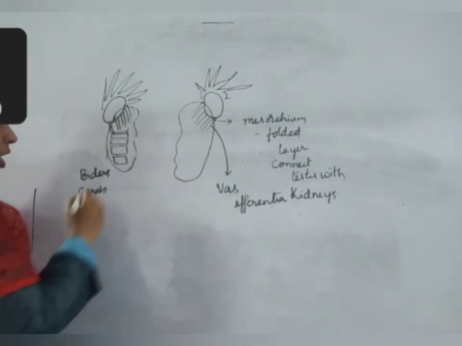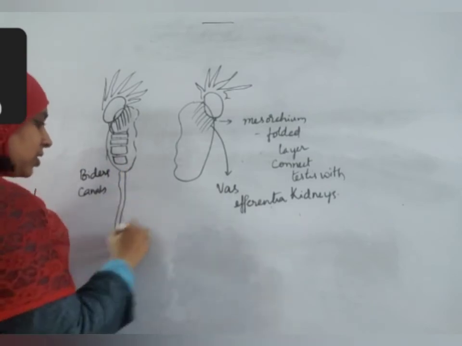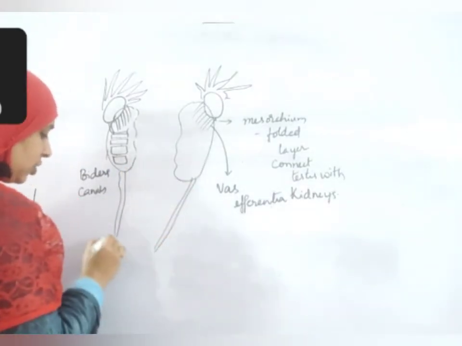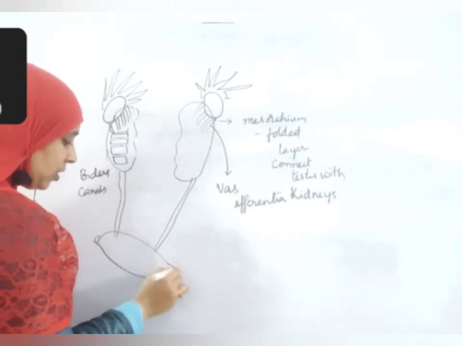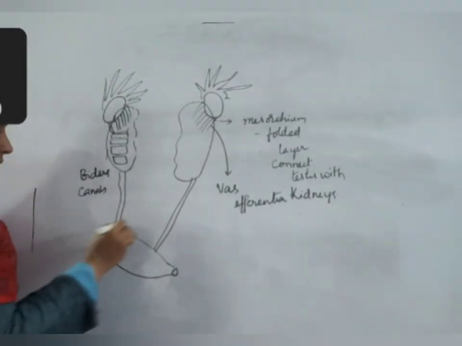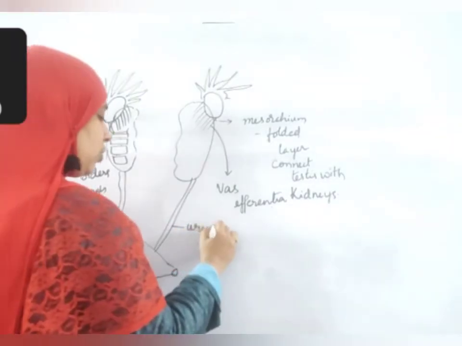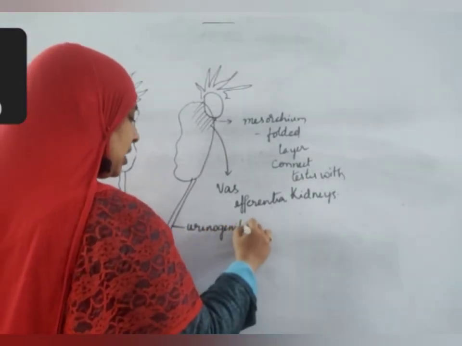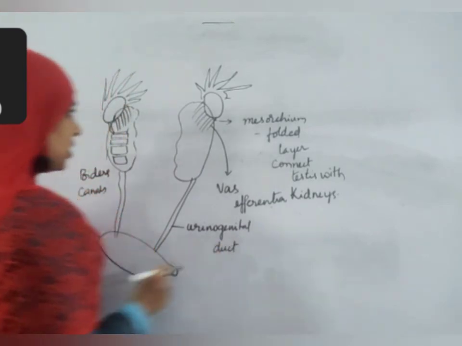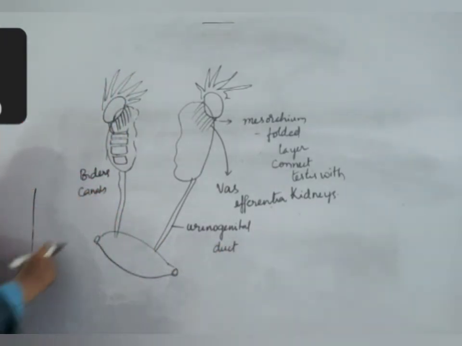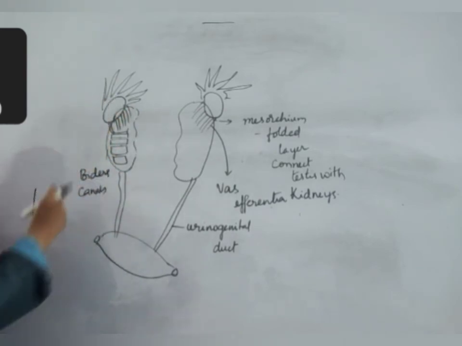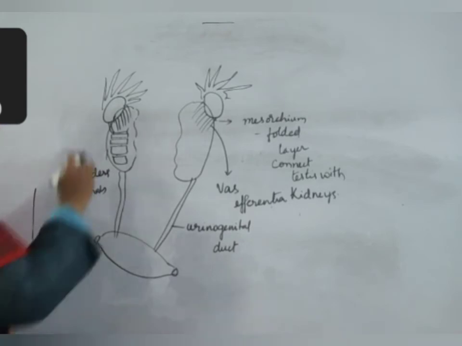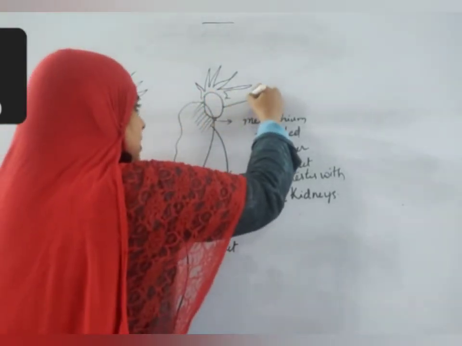After that, this is the common duct, the urinogenital duct, that opens into this structure called the cloaca. This urinogenital duct excretes urine also. It excretes the sperms, the male gametes that are secreted by the testis. This is the pair of testis.